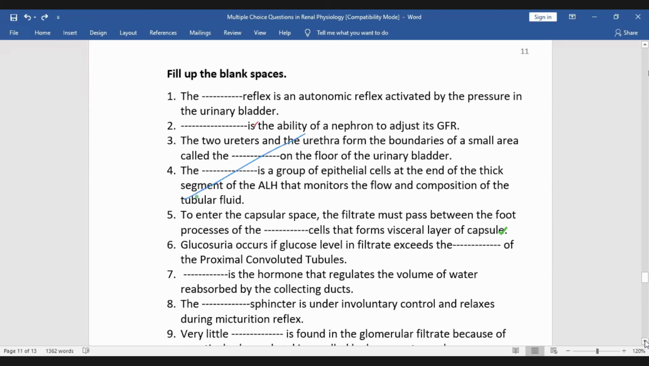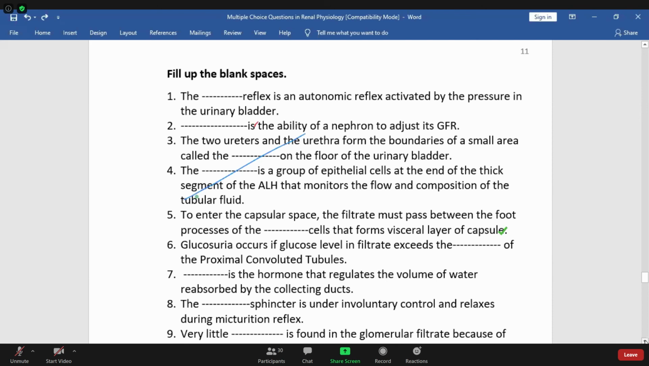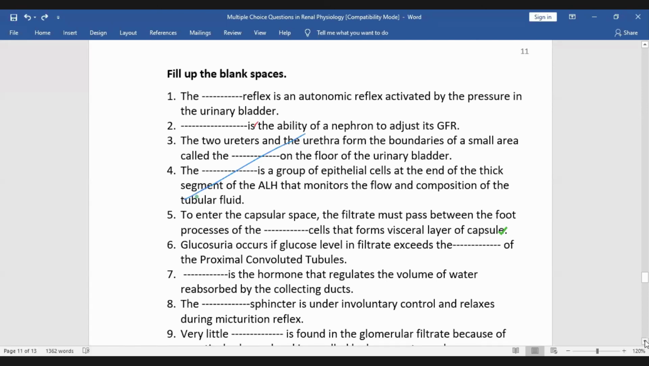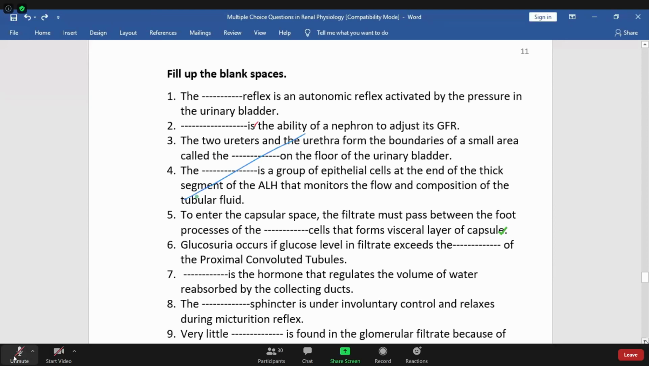Transport maximum. Transport maximum of glucose. How much is that? 350. Yes, 350. So, glycosuria occurs if the glucose level in the filtrate exceeds the TMG of the proximal convoluted tubule. TMG is the correct answer. The seventh: the hormone that regulates the volume of water reabsorbed by the collecting ducts. What is that hormone? ADH. Yes, vasopressin or ADH.